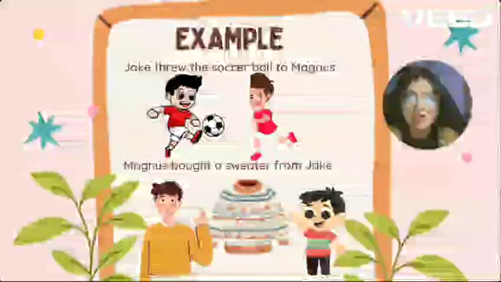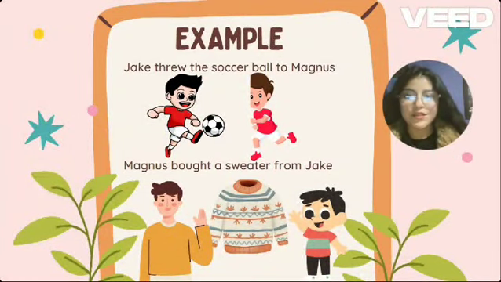Let's look at examples in more detail. Jake threw the soccer ball to Magnus. Agent: Jake, the one doing the throwing. Then the soccer ball, the thing being thrown. Goal: Magnus, the recipient of the throw.